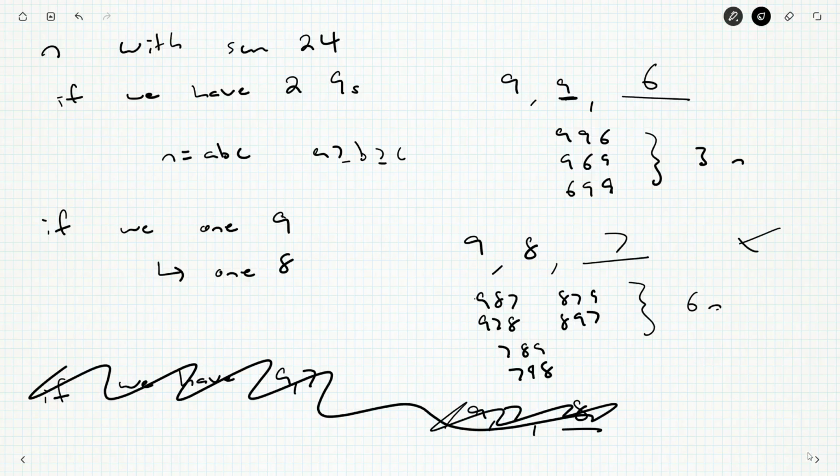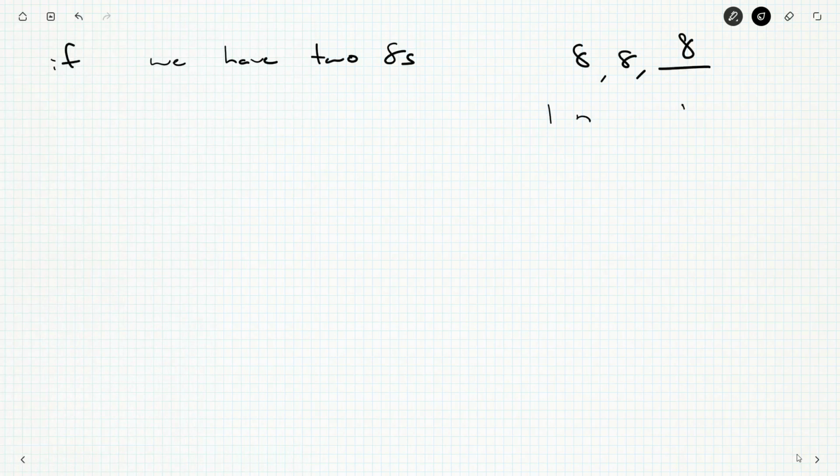So what else could I have? I could have three 8s. So if we have two 8s, I'll have an 8, and 8 plus 8 is 16, plus another 8 is the 24 I seek. And this just gives me one n value, that's 8, 8, 8.